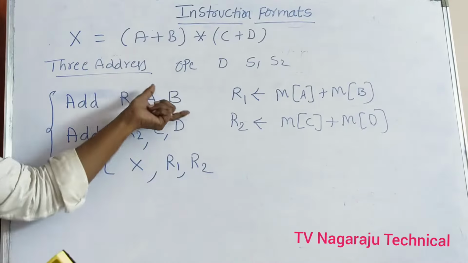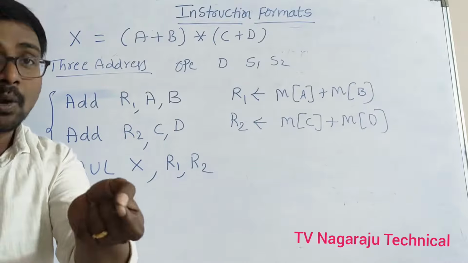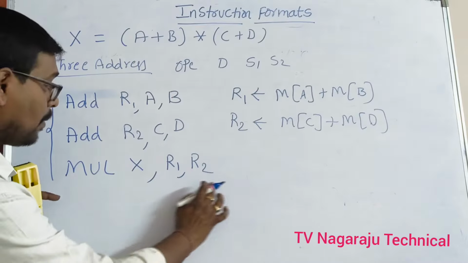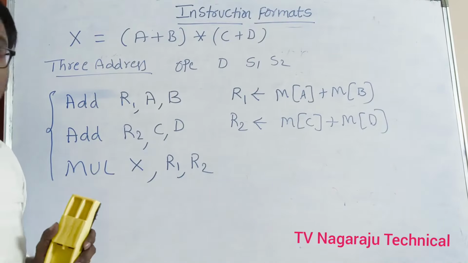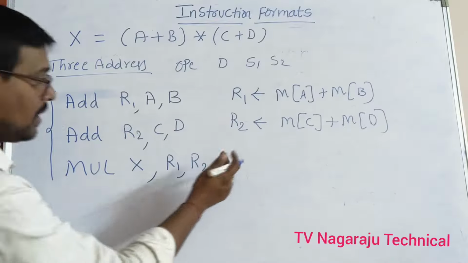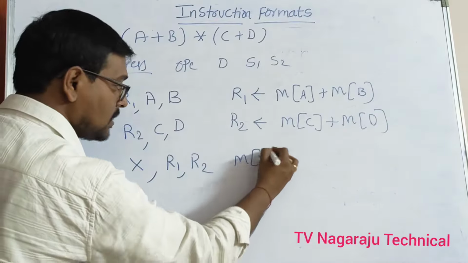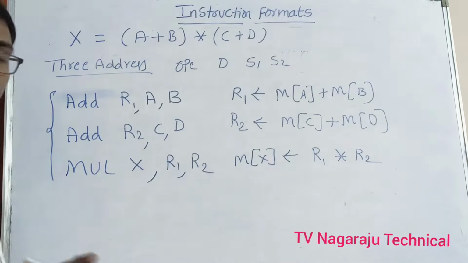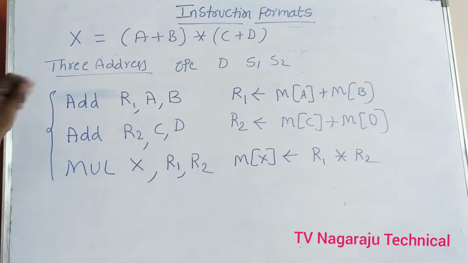Here the advantage is the number of instructions is very low. By using only 3 statements we can do it. But the thing is, multiple bits are required to represent it in binary. This is the 3 address instruction. Here internally, M[X] stores R1 times R2. This is 3 address instruction.